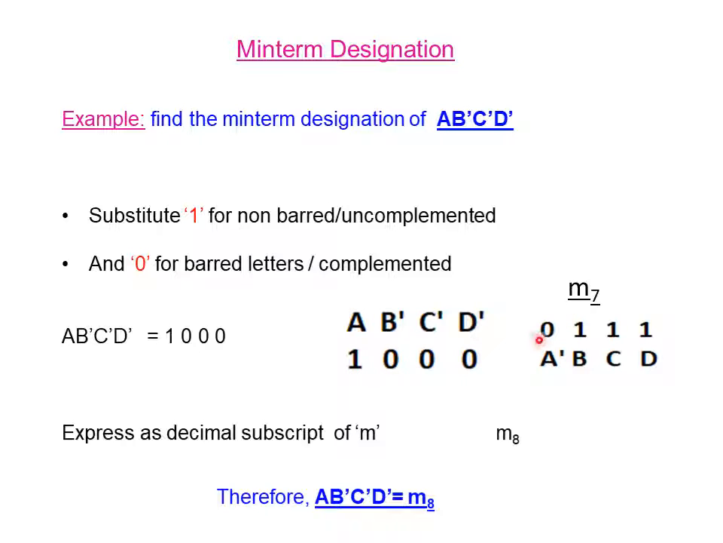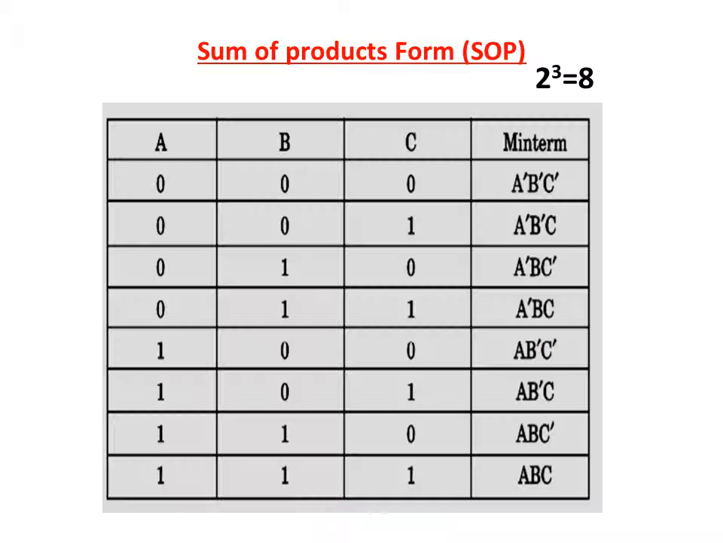Now one more example, A dash B C D. The equivalent binary representation is: A dash is represented as 0, and B C D is represented as equivalent 1 1 1. So this is equivalent to 7 in decimal. This is the way to represent min terms in binary.